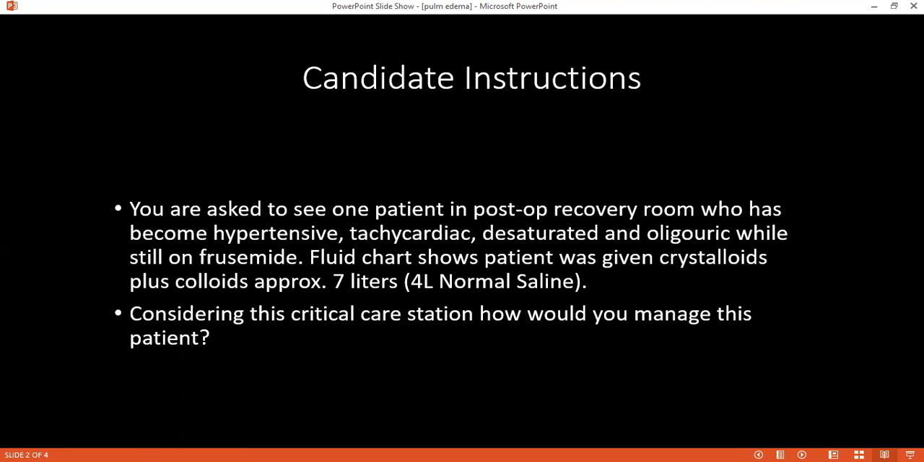Then which inotropic support would you consider for this patient? Probably dobutamine, or dopamine, if it's secondary to cardiogenic shock. What are the symptoms that make you think that the patient might be undergoing cardiogenic shock?